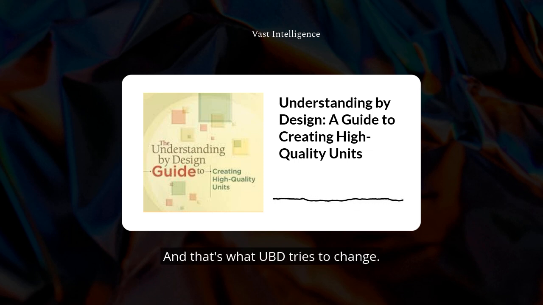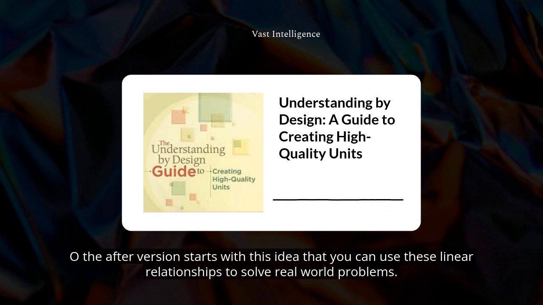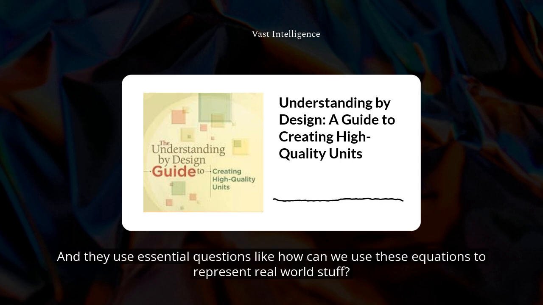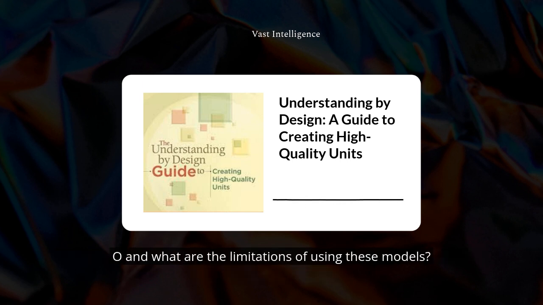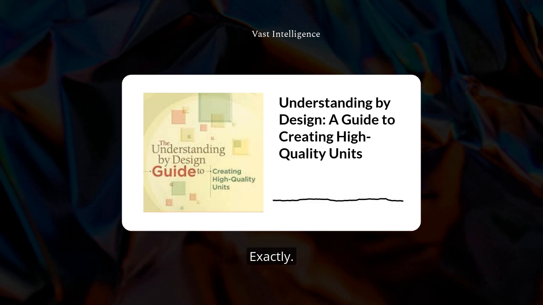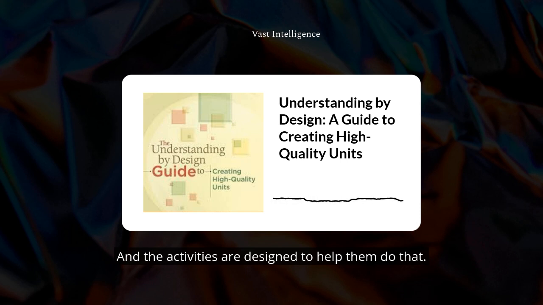And that's what UBD tries to change. The after version starts with this idea that you can use these linear relationships to solve real-world problems. So now it has a purpose. It's not just numbers. Exactly. And they use essential questions like, how can we use these equations to represent real-world stuff? And what are the limitations of using these models? So it's not just plugging in numbers. It's about understanding what they mean. Exactly. And the activities are designed to help them do that.